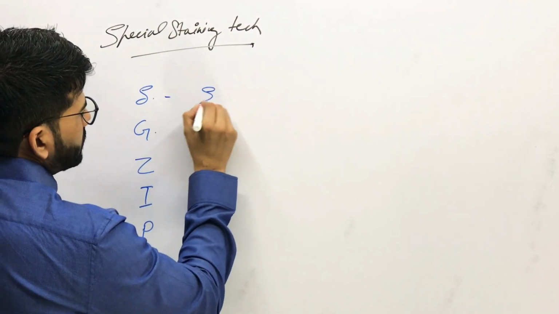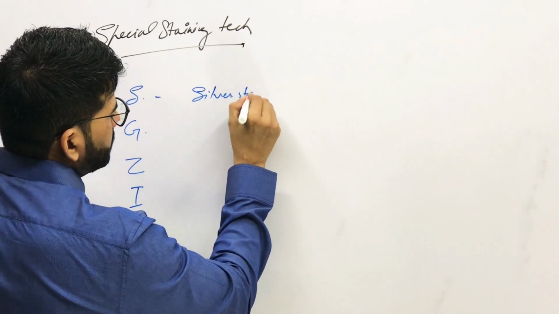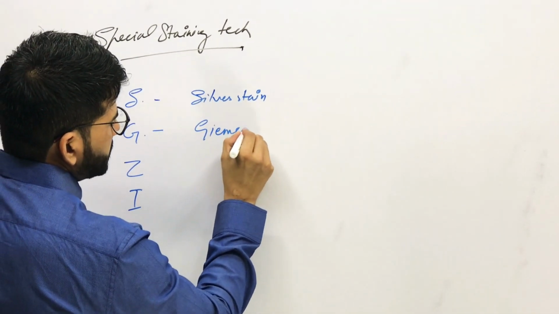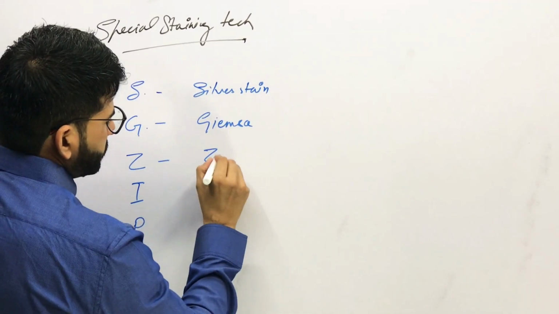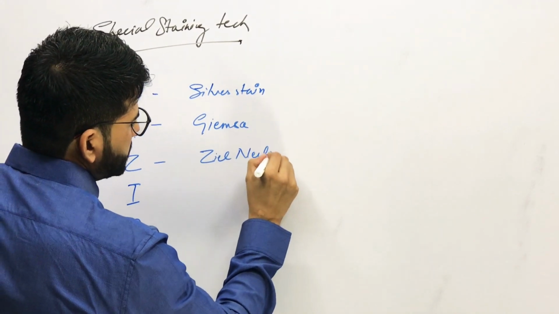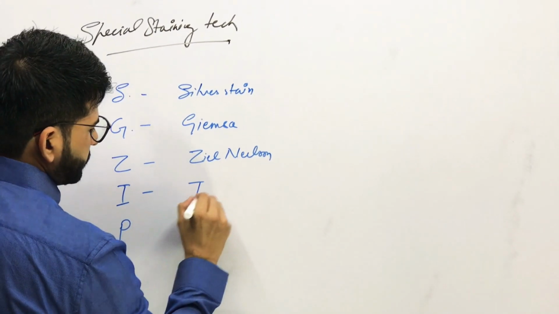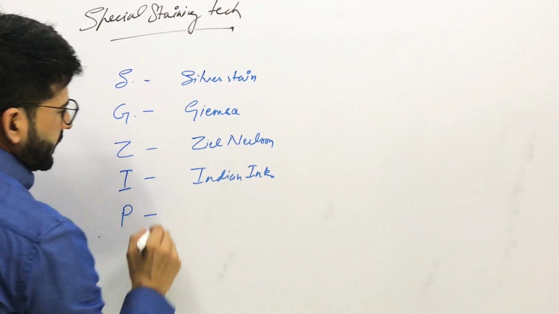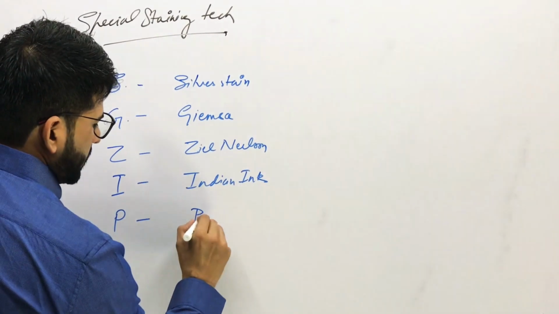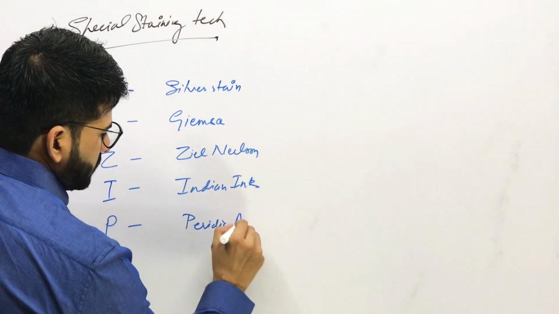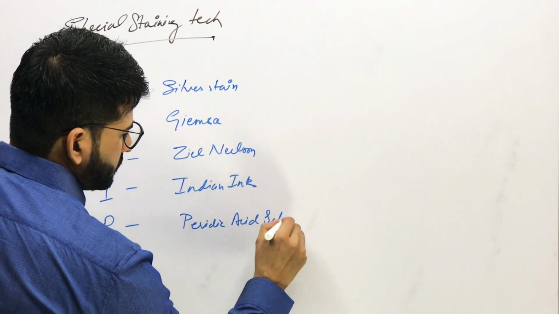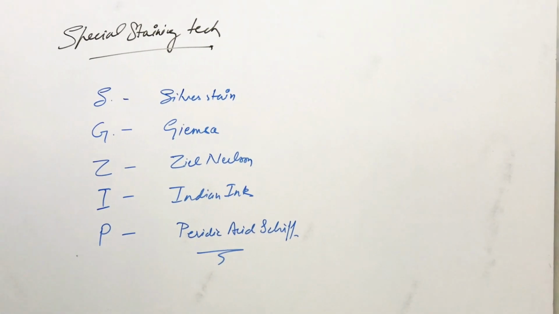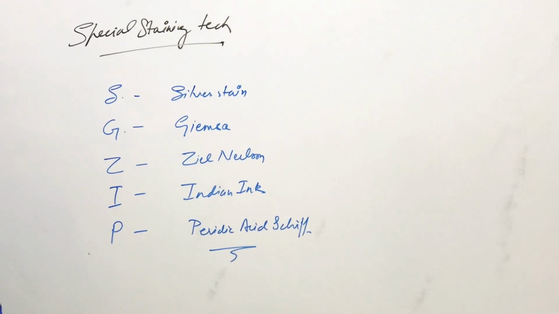S stands for silver stain. G stands for Giemsa stain. Z stands for Ziehl-Neelsen stain. I stands for Indian ink stain, and P stands for periodic acid Schiff stain. So what are the bacteria which are stained with these techniques?